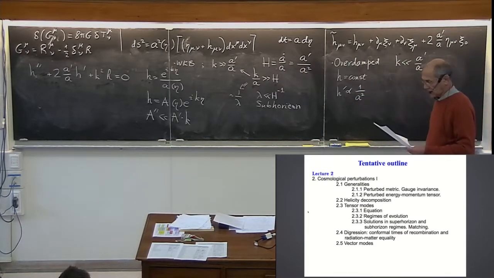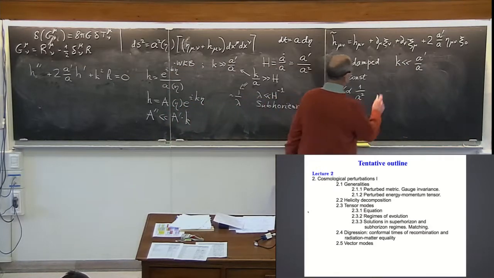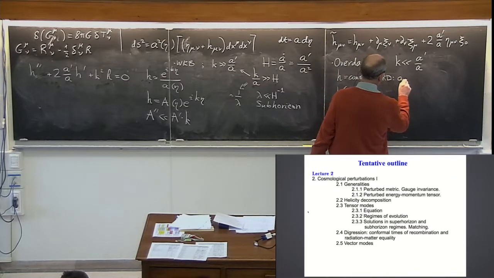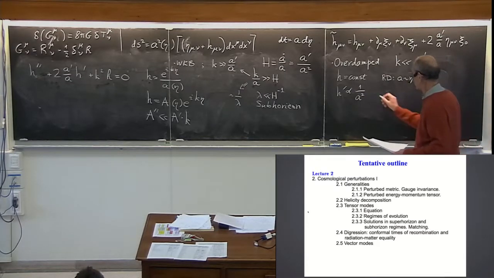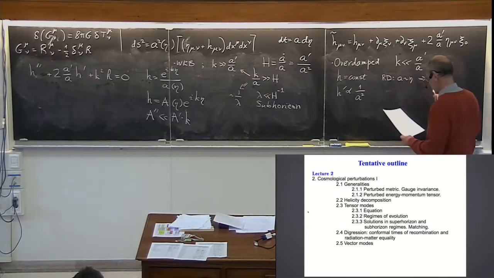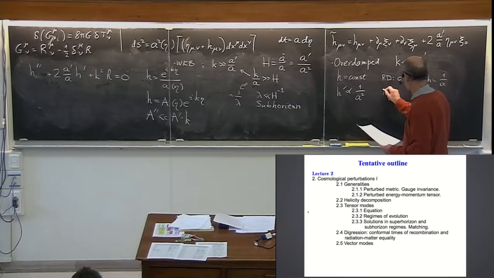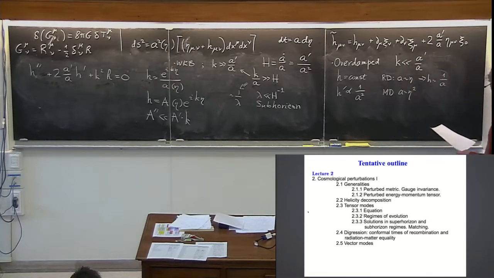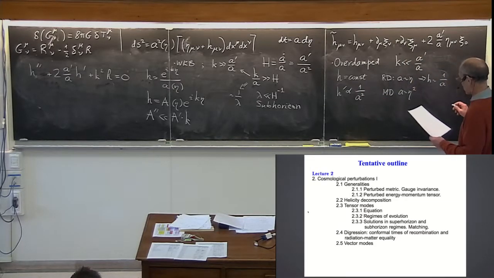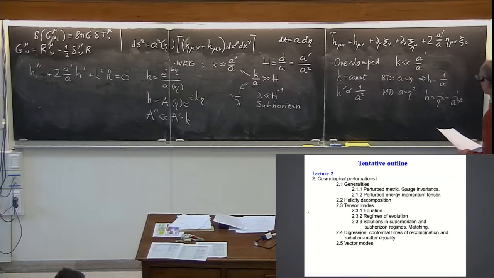And this solution decays in time. For example, in the radiation domination epoch, a is proportional to eta, so this is 1 over eta squared. So h goes like 1 over a. At matter domination, a is proportional to eta squared, so this is 1 over eta to the fourth power. So h goes like 1 over eta cubed, which is 1 over a to the 3/2. Okay.